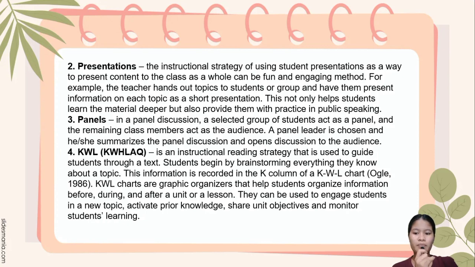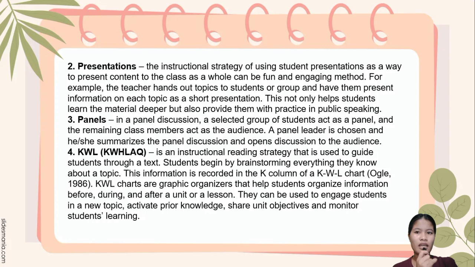So, third is panels. In a panel discussion, a selected group of students act as a panel, and the remaining class members act as the audience. A panel leader is chosen, and he or she summarizes the panel discussion and opens discussion to the audience. So panel is a selected group of 4 to 6 students who act as panelists and the remaining students are the audience.